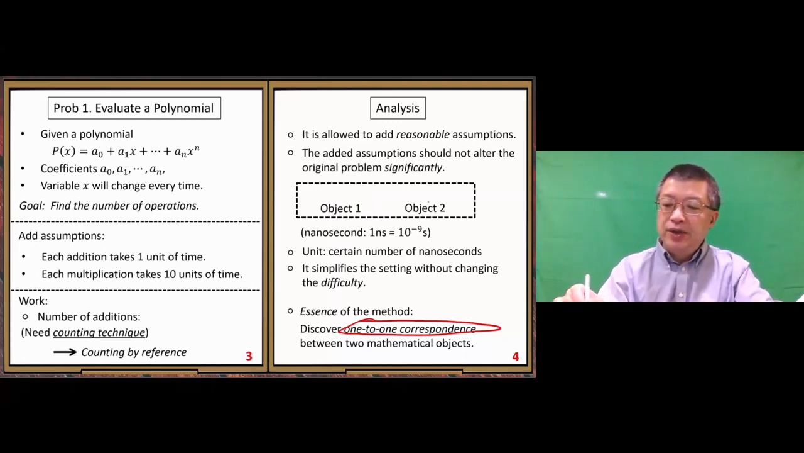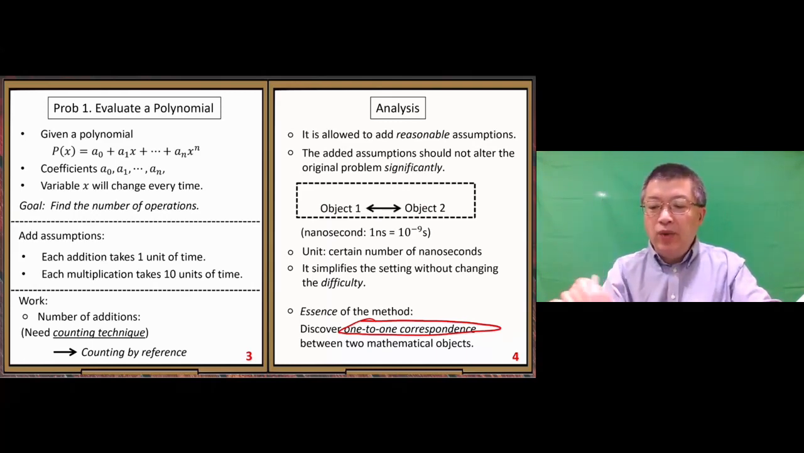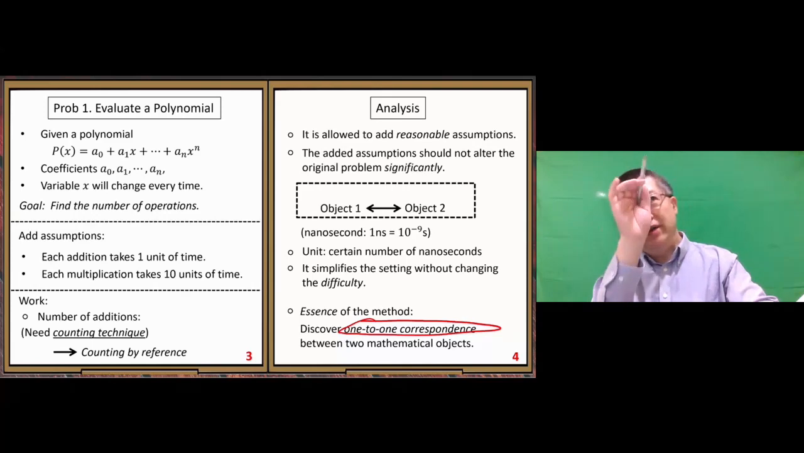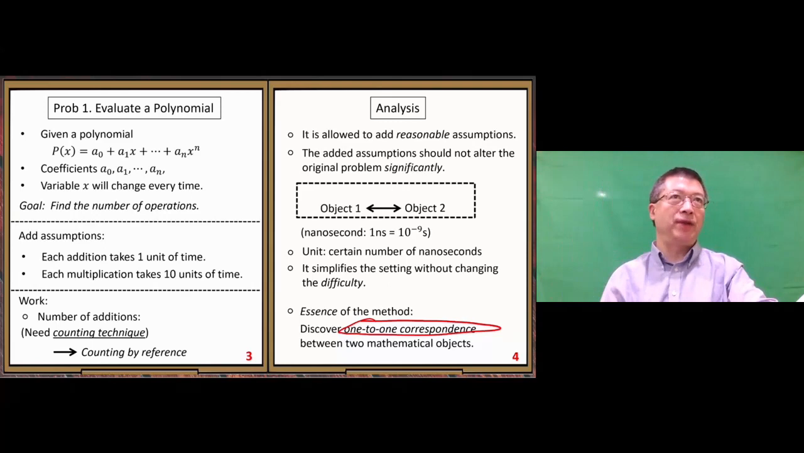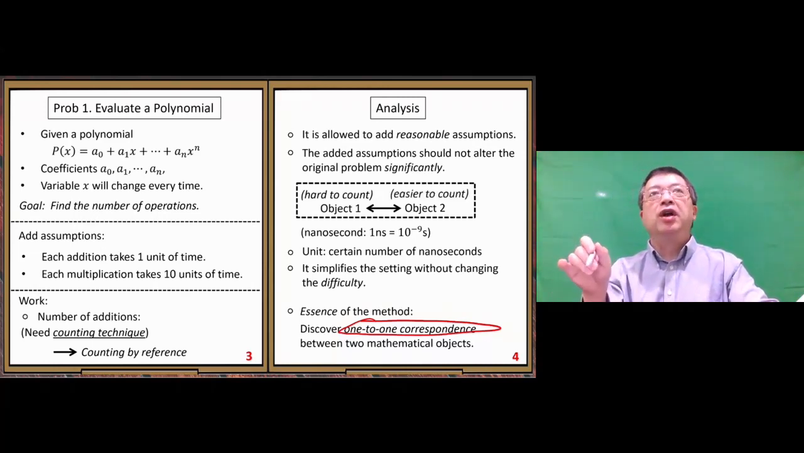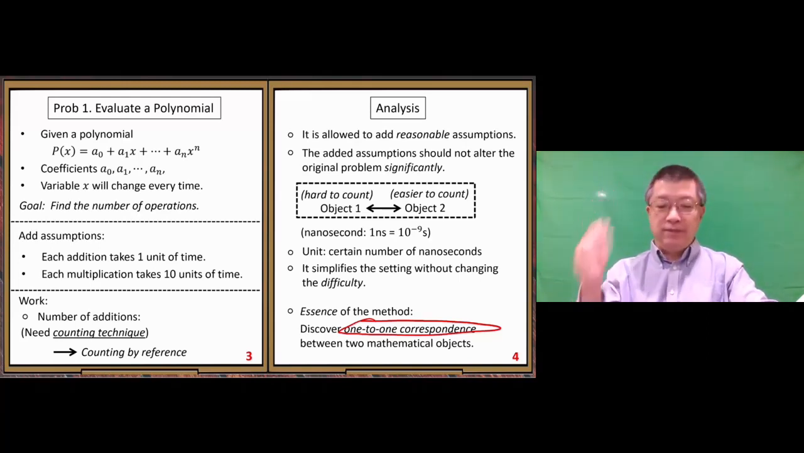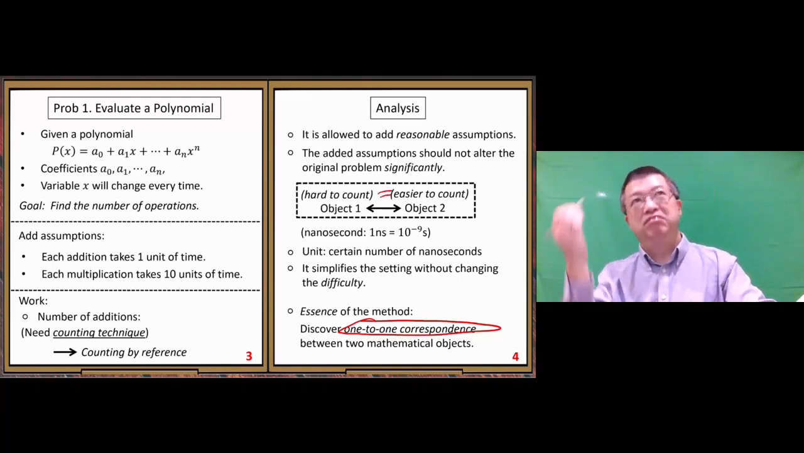So you want to consider a different mathematical object, and there is a one-to-one relationship between them. One object 1 element corresponds to one object 2 element, and so on. It is relatively harder to count the number of elements in object 1, but much easier to count the number of elements in object 2. Then, because those numbers are equal, you can get your answer easily. That's the whole idea.